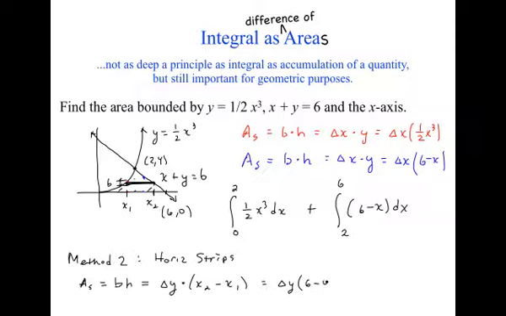6 minus y. Nope. No. x in terms of y. So x equals what in terms of y? 6 minus y. Okay, x1 in terms of y. Now, cube root of 2y, because we need x in terms of y. We're going to multiply by 2 and take the cube root.